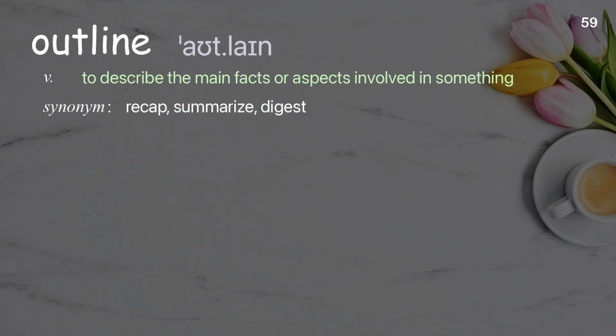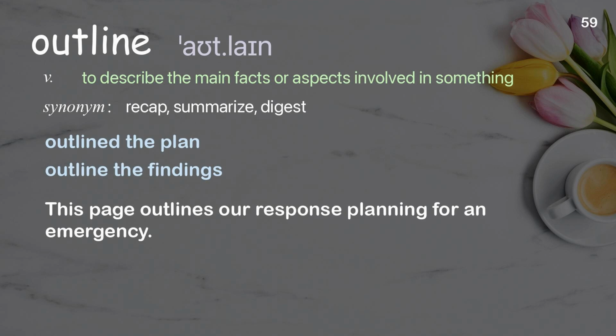Outline. To describe the main facts or aspects involved in something. Examples. Outline the plan. Outline the findings. This page outlines our response planning for an emergency.